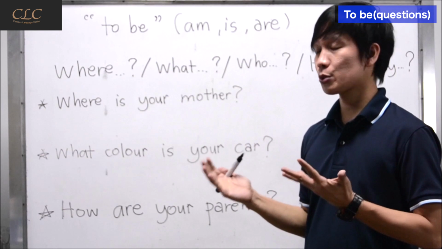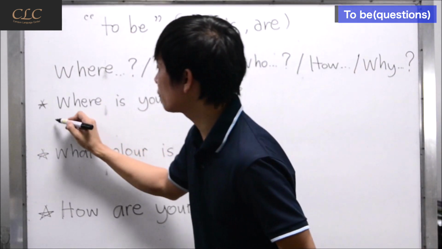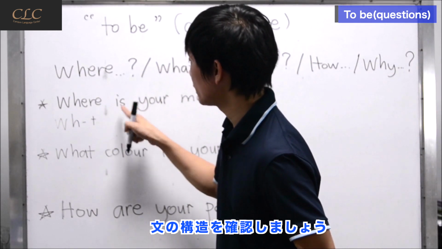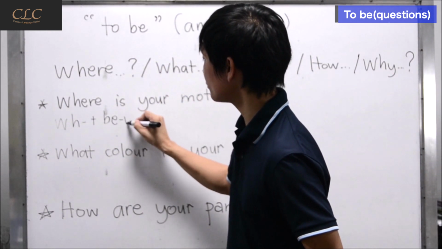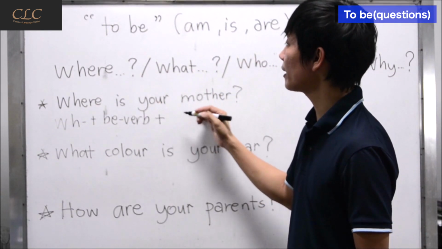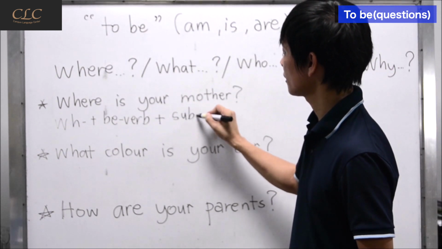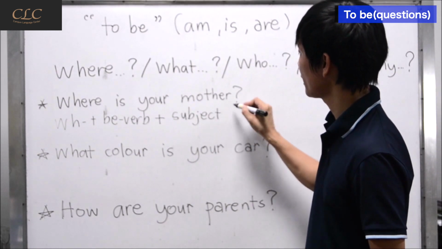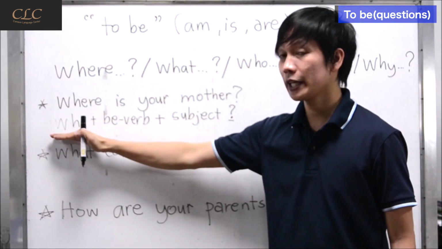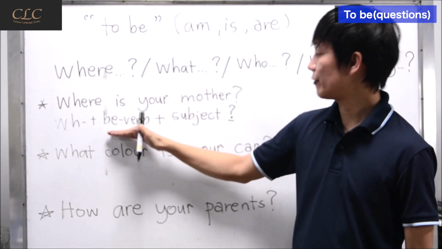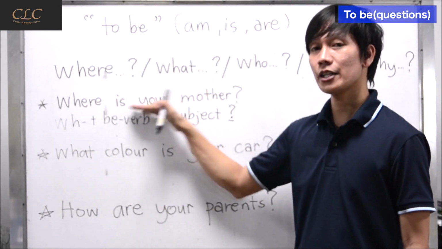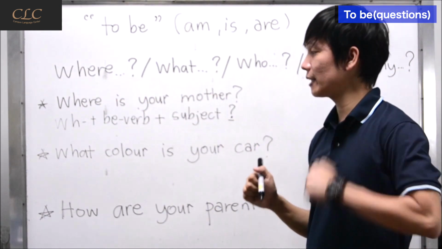So, what is the structure? You have to remember that you have to write first the WH question plus the be verb, and then followed by the subject. And then don't forget the question mark. Again, WH question, the be verb, then subject, and then question mark. Where is your mother? Okay?